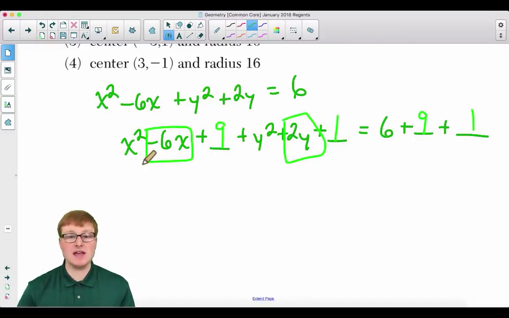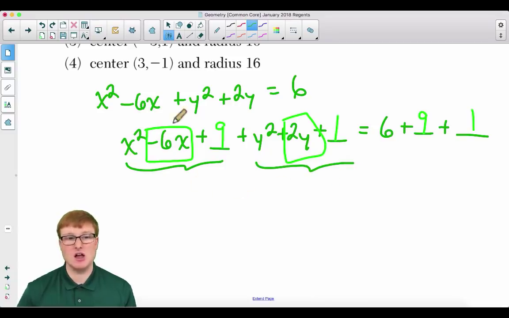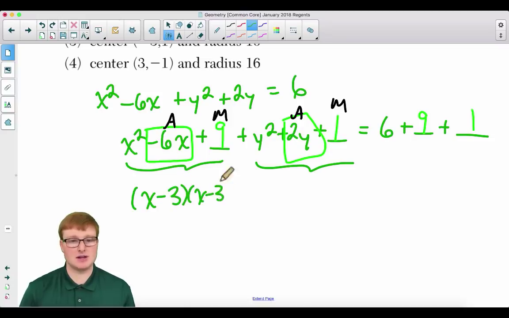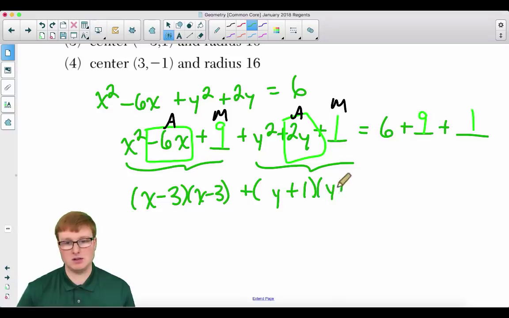So now once we have this, we now need to factor them. So we factor this, we factor this. By factoring, from Algebra 1, you should remember, what adds to negative 6 and multiplies to give you 9? What adds to give you 2 and multiplies to give you 1? So that's just going to be x minus 3 plus y plus 1 is equal to 16.